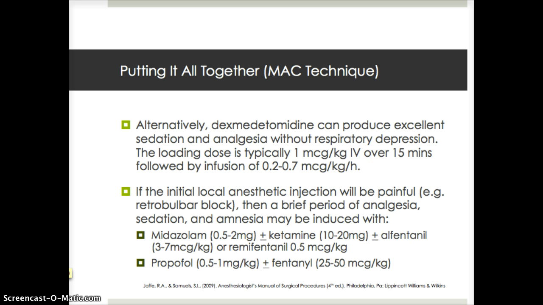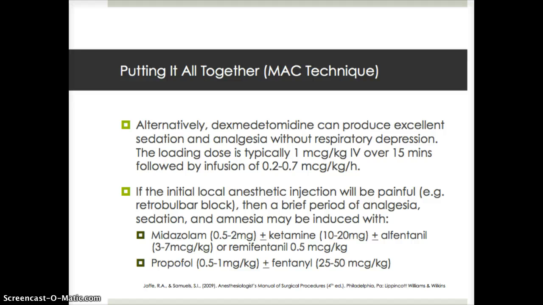Alternatively, one can use dexmedetomidine, which can produce excellent sedation and analgesia without respiratory depression. The loading dose is typically 1 microgram per kilogram IV over 15 minutes, followed by infusion of 0.2 to 0.7 microgram per kilogram per hour.